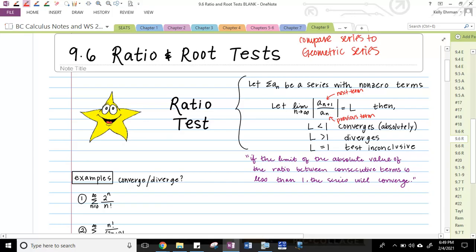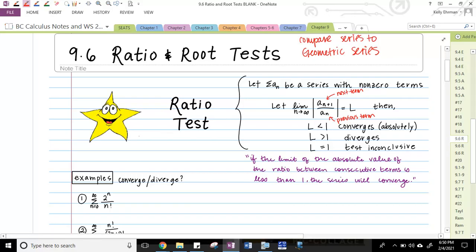Now, if that ratio comes out greater than 1, then the series will diverge for the same reason that a geometric series diverges. The terms are just getting bigger and bigger and bigger. The ratio between whatever you divide this term divided by its previous term keeps getting bigger and bigger and bigger. So the sum's going to keep growing. If it's exactly equal to 1, now geometric series would diverge. Here the test is inconclusive. So we would have to go to something else. Maybe we could do a limit comparison test, or maybe we'd have to get into an integral test or something.